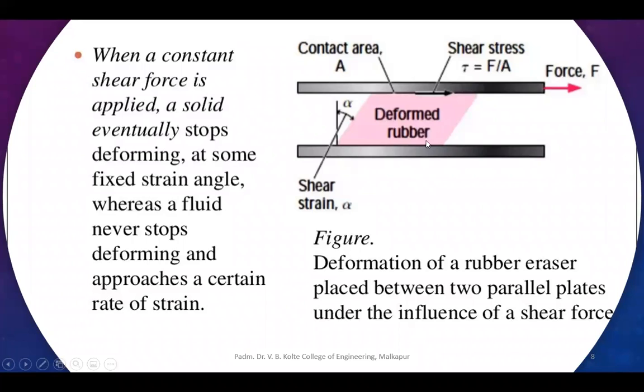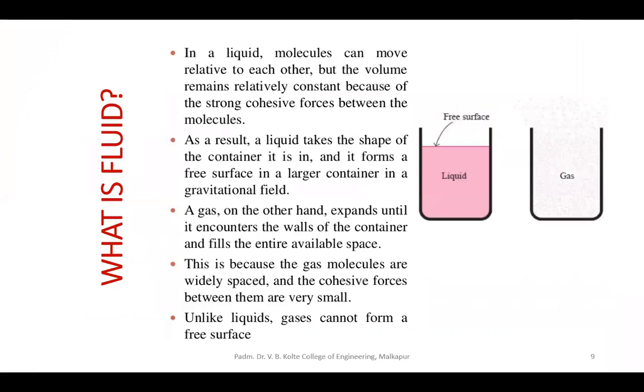Here also there will be contact surface between plate and rubber. We are applying the force here, rubber will be deforming and alpha is called as shear strain angle. Okay, so what is meant by stress? How we can define the stress? It is the force upon area. So this diagram shows the total deformation of rubber under the action of influence of shear force.